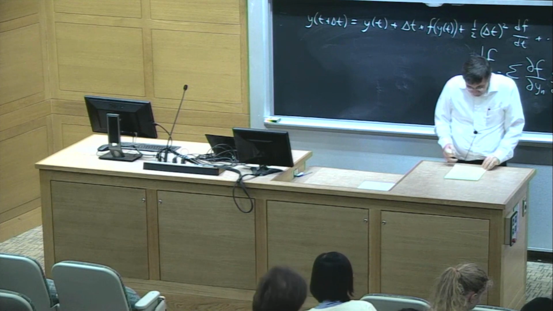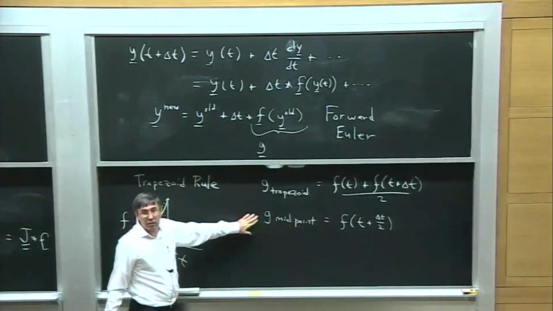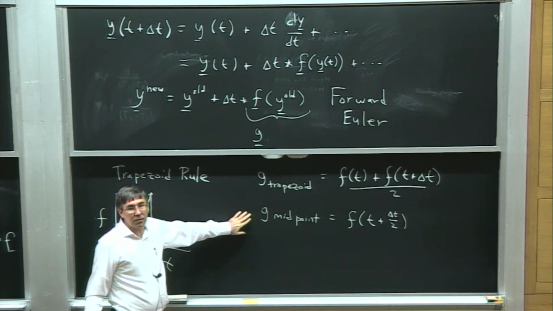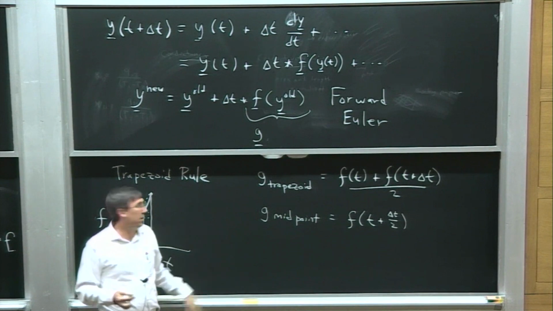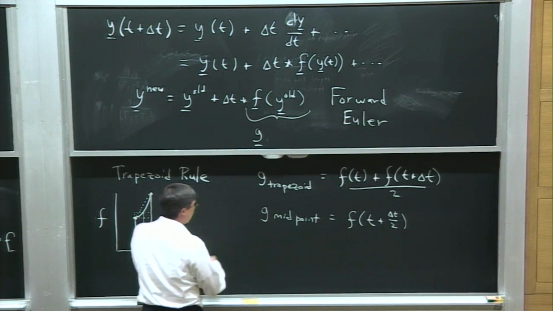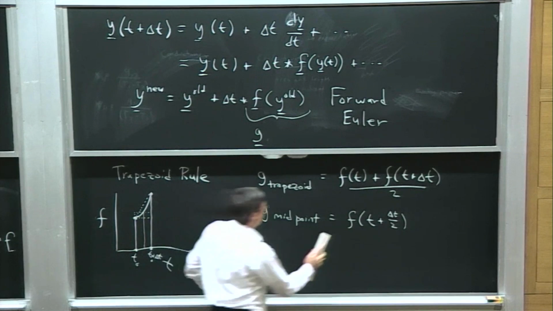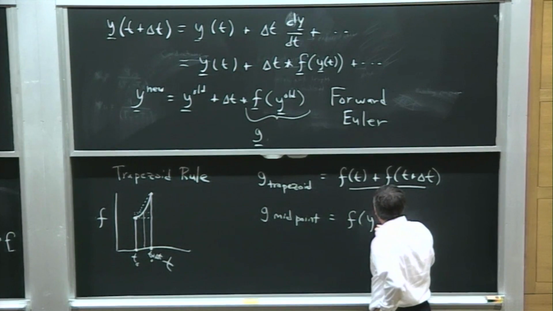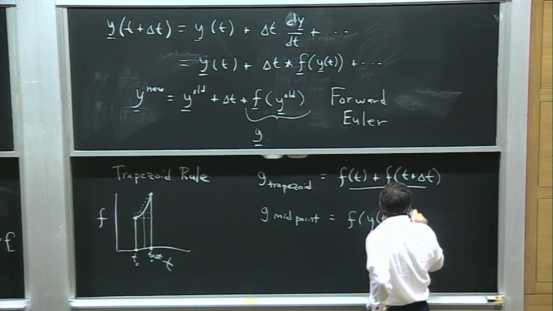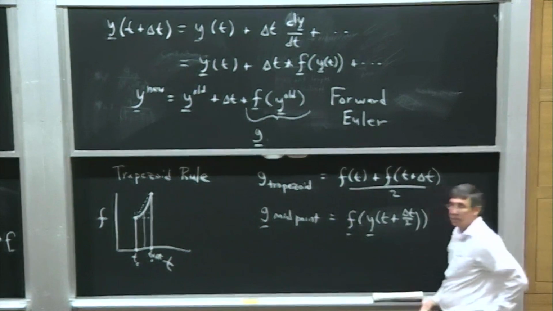So instead what people do is they've decided to generalize the midpoint rule and try to figure out how can we get an estimate of the midpoint value that's cheap to evaluate. And so what they say is, well, this is the G midpoint for numerical integration. Let's make a new G midpoint that works for when f is a function of y. So let's make it a function of y evaluated at t plus delta t over 2. Okay, so that's what the formula looks like.